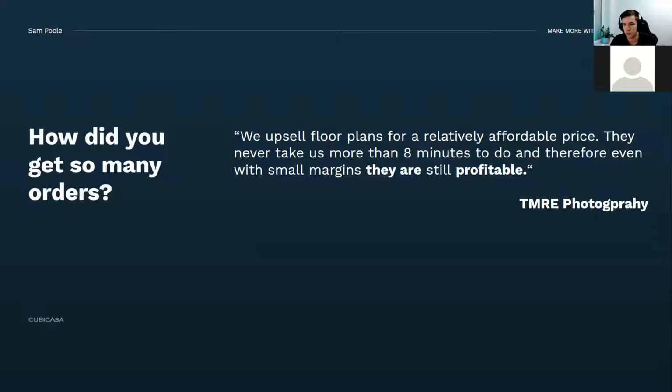It's something that takes such a small amount of time that you can upsell that floor plan for an affordable price to your customer. And even with a smaller margin, if you were to dive down into the pricing a little bit more, you're still able to make a profit considering time spent.